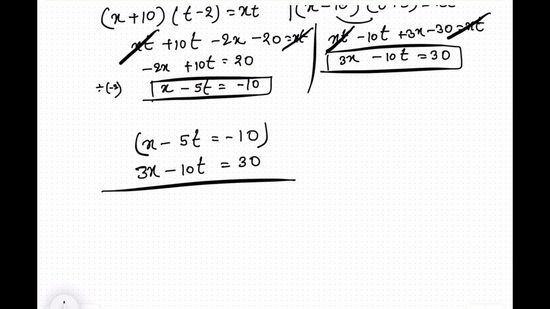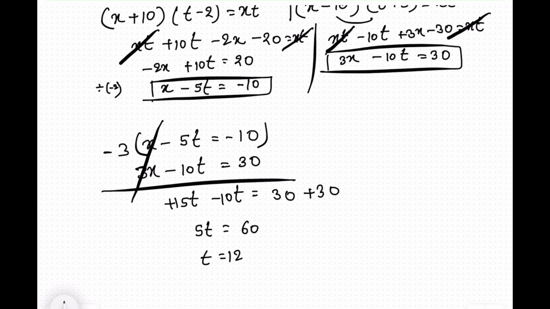We'll multiply by minus 3 here, basically, right? So we can cancel the x. So it will become 15t minus 10t equals minus 3 times minus 10, which is 30, and this will be plus 30 already there. So this is going to be 5t and this is 60. So t we can say is 12 hours, correct?